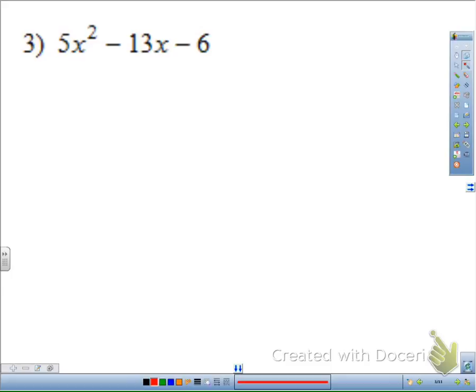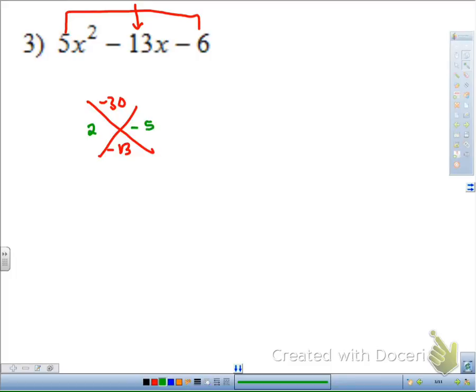All right, let's go ahead and take a look here. For our x, multiplies to be negative 30, adds up to be negative 13. So I need one positive and one negative number. The two magic numbers happen to be 2 and negative 15. Okay, 2 times negative 15 is negative 30, and 2 plus negative 15 is negative 13.